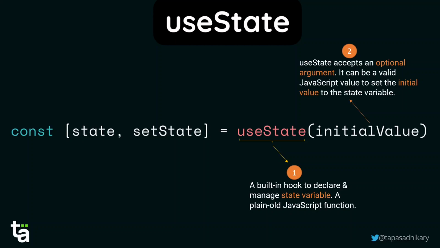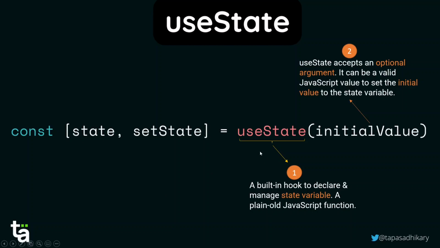Now, if we pass a function as an argument to the useState hook, it has a very special usage. We will cover that towards the end of this video. But for now, it is an initial value that you set to the state variable. That is what this initial value is about.